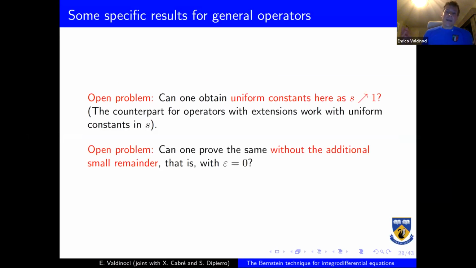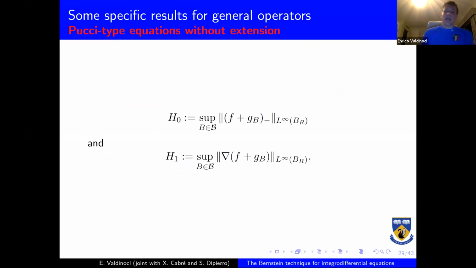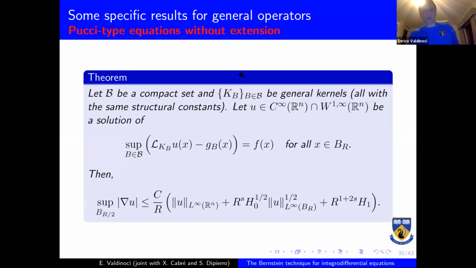Also, another question is, can one prove the same key inequality without the additional small reminder? That is, can one set epsilon equal to 0? Again, this is true for the fractional Laplacian, but in general, we don't know how to do it. Let's discuss some specific theorems that you can obtain using this key inequality. So again, I'm using H0 and H1 for structural constants coming from the equation.